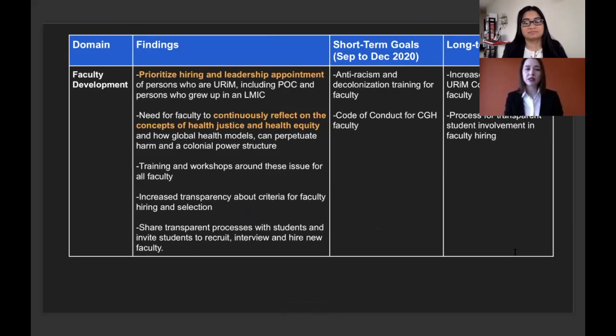As for the faculty development, again, we recommend an increased transparency and representation among the faculty of CGH because it directly impacts the GMED curriculum and the future physicians' global health education. We recommended prioritizing hiring and increasing leadership appointments among people from LMIC and URM.